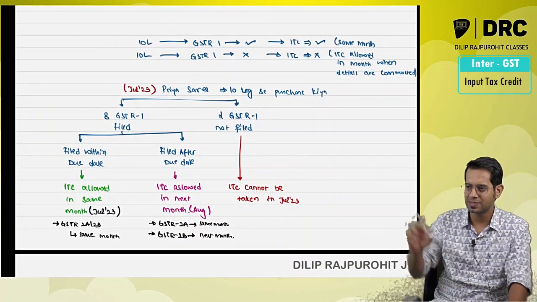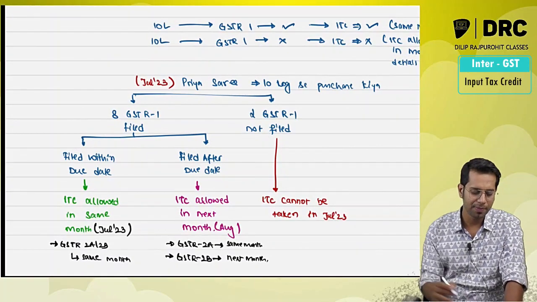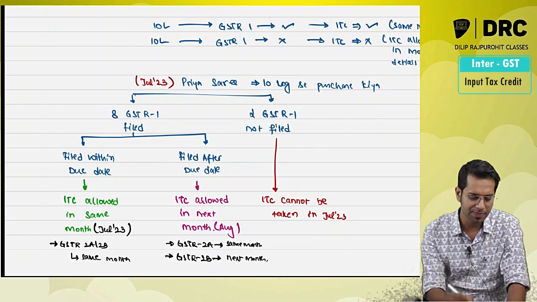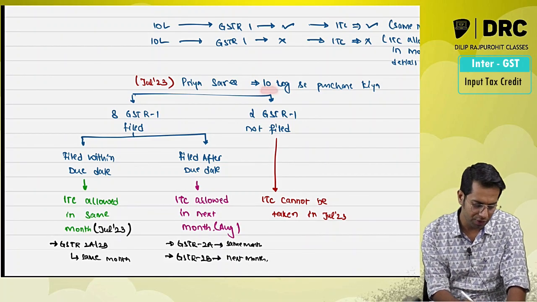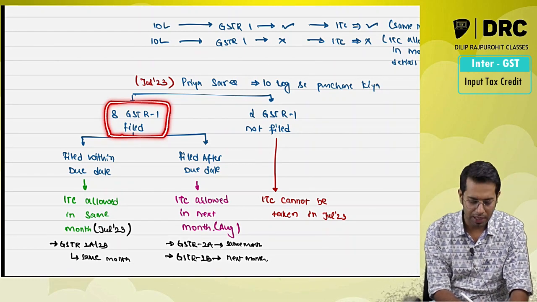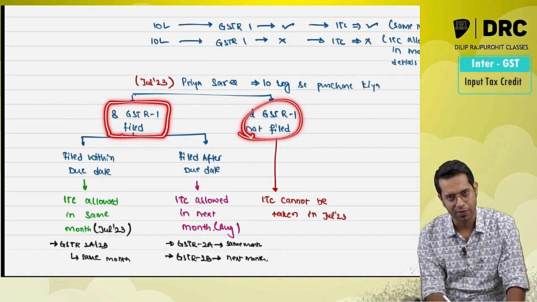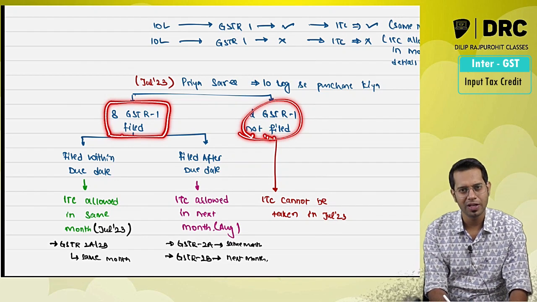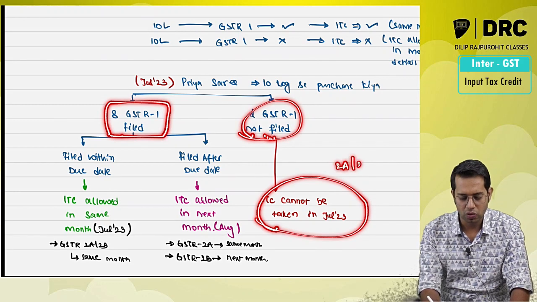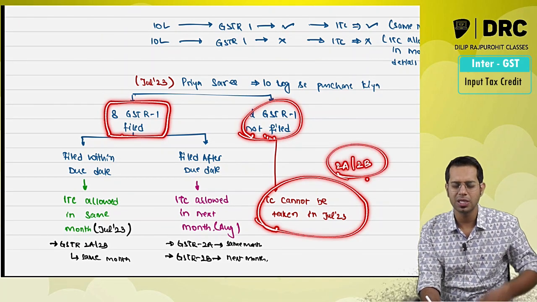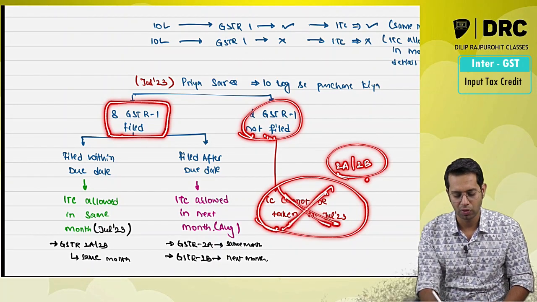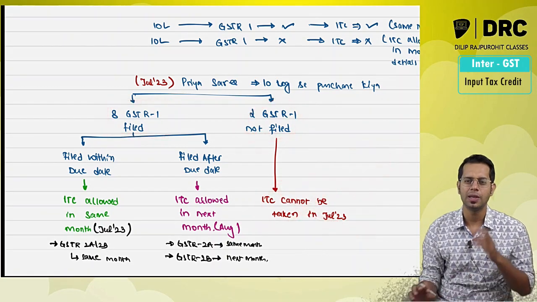To explain this, I'll take a small example. Say in the month of July 23, Priya Sarees made purchases from 10 different people, out of which 8 people filed their GSTR1 and 2 people did not file their GSTR1. When 2 people did not file the GSTR1, the information will not come in GSTR2A as well as 2B. Because the information is not coming in GSTR2A as well as GSTR2B, I cannot take input tax credit on these 2 invoices at all.